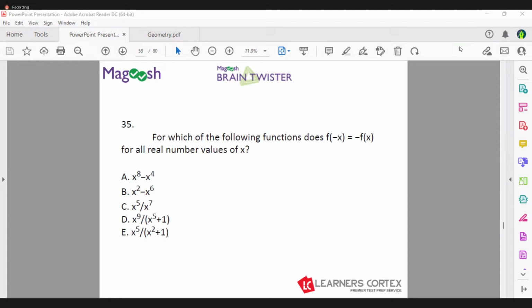I didn't understand. Okay. So wait a second. Can we substitute some value and check it? Yeah, we can. That is what I'm thinking, how to go about it. Just a second.